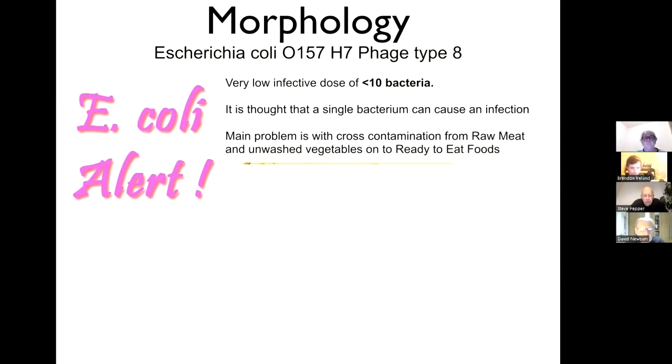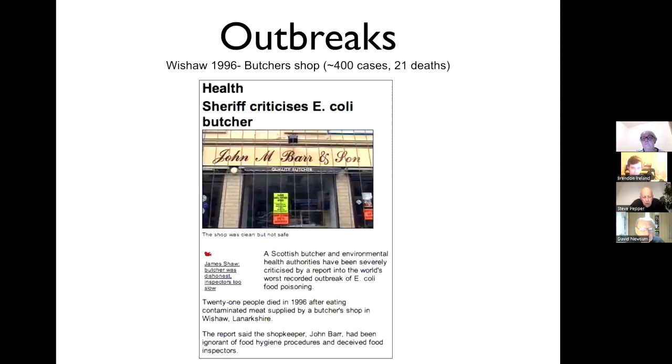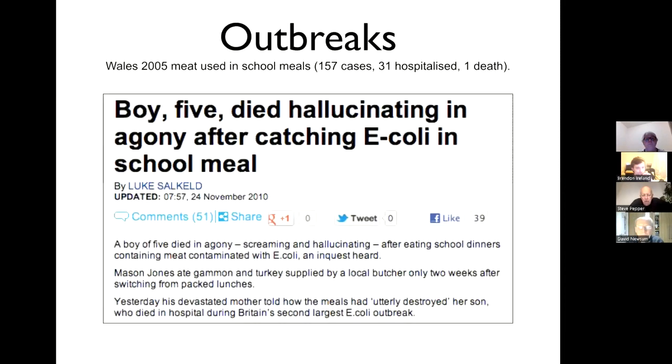ready-to-eat foods. So this was the 1996 butcher shop, John Barr, and they closed down. They had supplied raw meat and cooked meats, sandwiches to nursing homes, and it caused around 400 cases including 21 deaths. So that wasn't a good outbreak. And that's the first one that Professor Pennington was involved in.